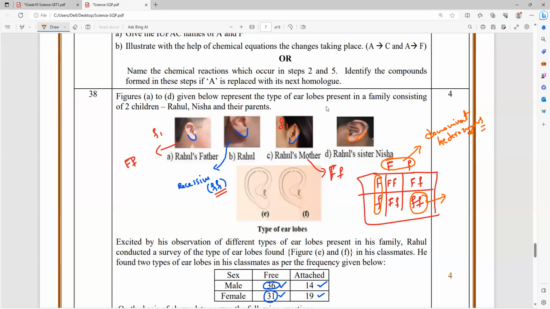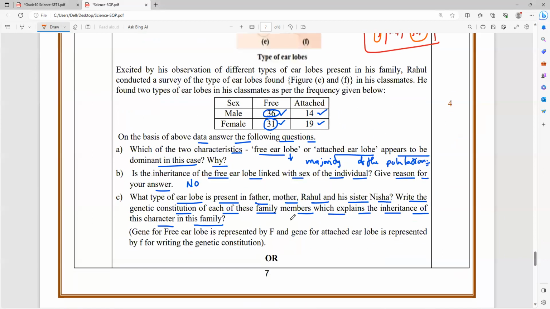Everyone, Nisha may be capital, yeah, maybe they are not capital. What is the question they are asking? You can see, and his sister Nisha. So write the inheritance of characters. So Nisha may be having what?